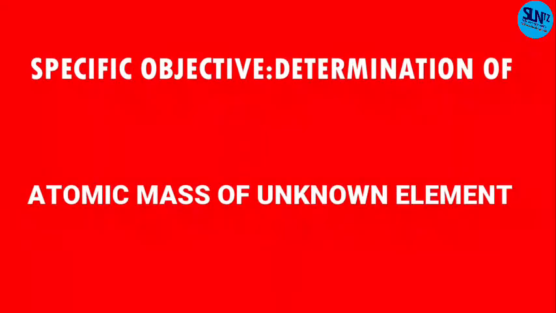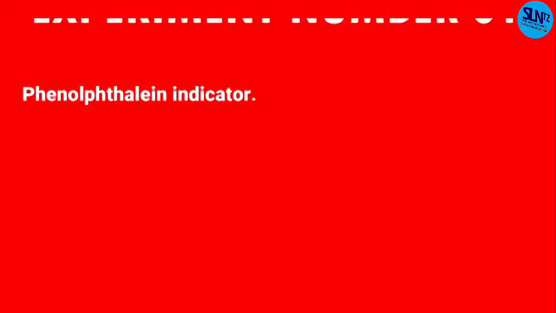In this section, we will start with the specific objective of determination of atomic mass of an unknown element. In that case, you will understand how to determine the atomic mass of an unknown element in a certain compound. Let's start with experiment number 1.